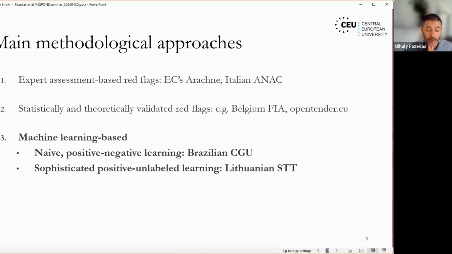This ANAC, the Italian anti-corruption agency's red flag system, is one. The European Commission's now discontinued Arachne tool was like that. Now, these are great tools because they are derived from cases where we know corruption has happened. Their weakness is that we don't know, and these tools typically don't explicitly test for, whether the red flags which are present in proven cases are also present in non-proven cases, right? We have salient cases which are characterized by X, Y, Z, say single bidding.